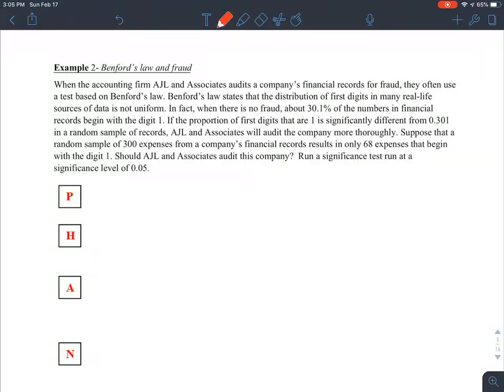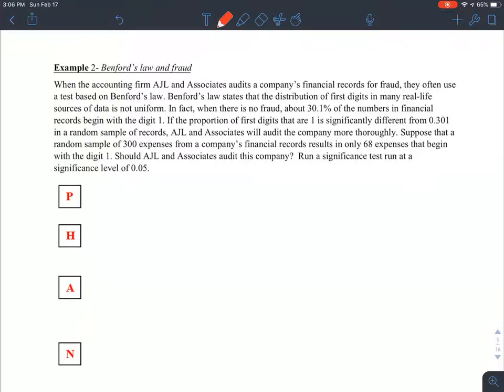Okay, just picking up where we left off here, we were about to do a full example of a significance test, testing a claim about a population proportion from beginning to end using this PHANTOMS acronym. And this is talking about Benford's Law and fraud that takes place sometimes in businesses.